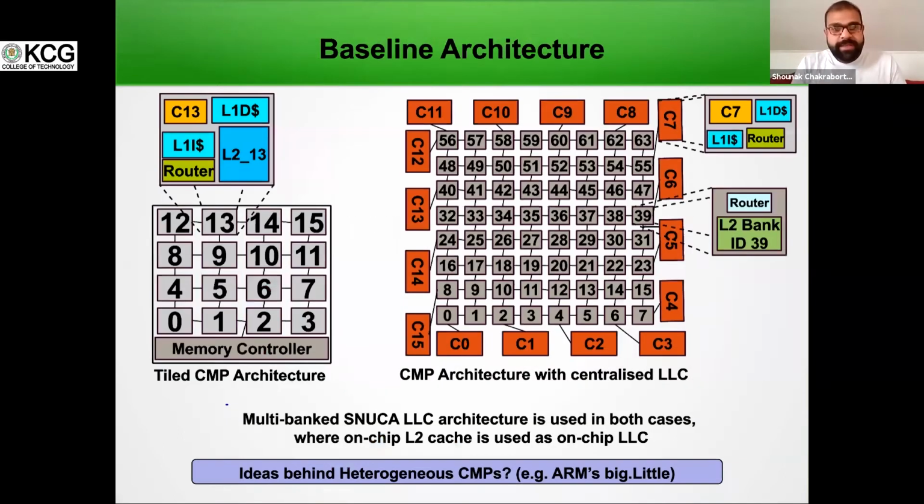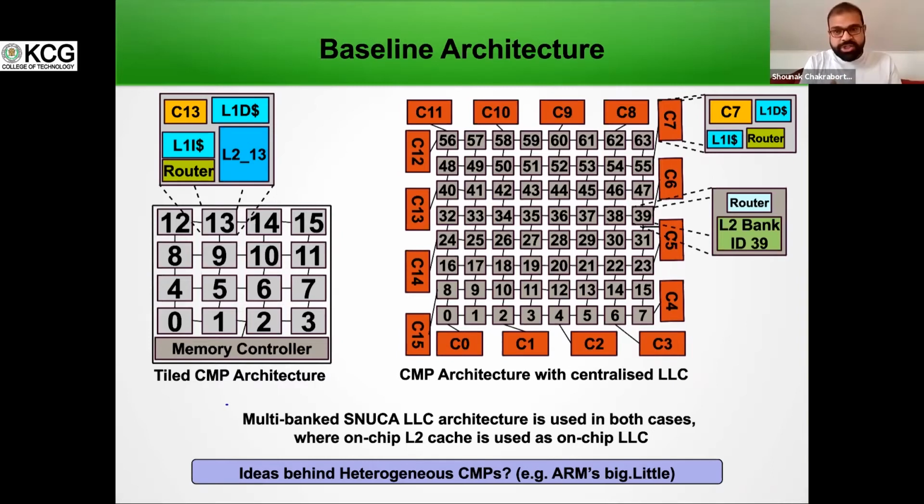So that is our baseline architecture. On the left-hand side, you can see one tiled CMP architecture. It's called the TCMP architecture, where the chip contains 16 replicated tiles, and each tile contains a core along with its multi-level caches. Here you can see one L1 instruction cache and one L1 data cache, and they are local, or private, to the core.